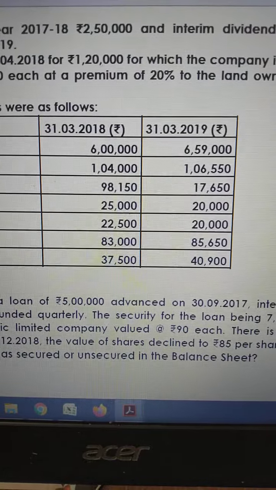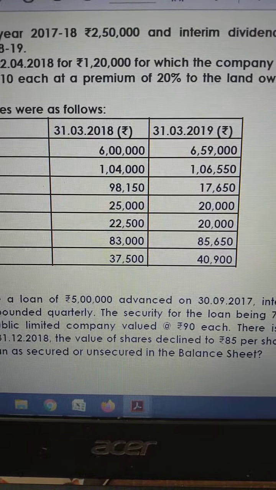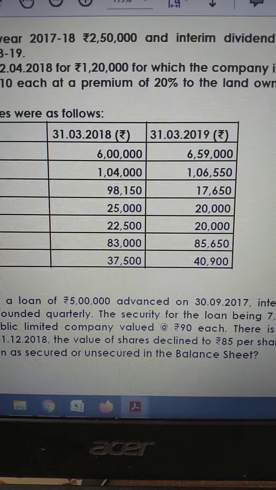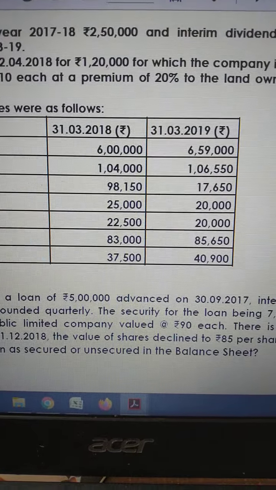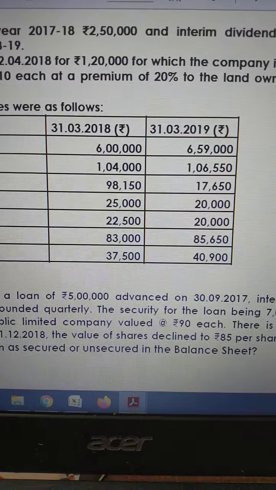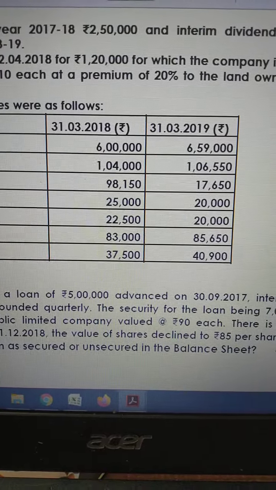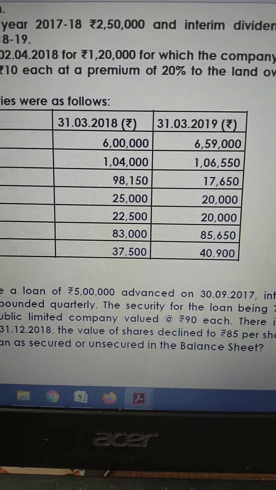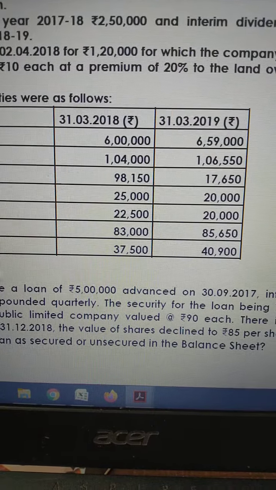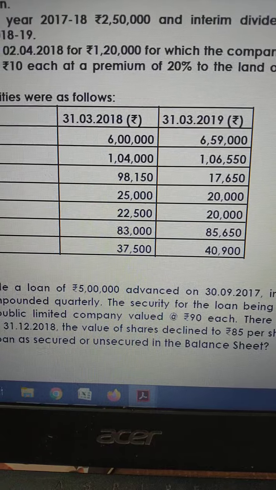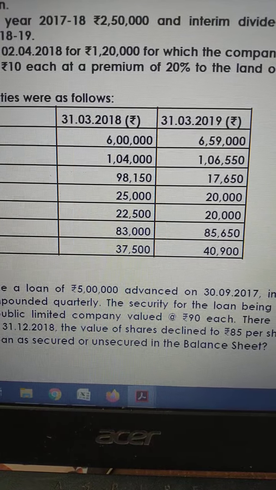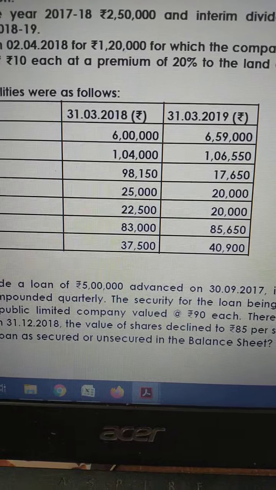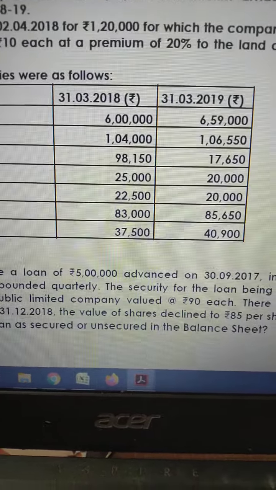Increase or decrease? Increase in current asset. Stock is in current asset, correct? Whether it is an increase or decrease in current asset. Increase. How much increase? 6,59,000 present year, previous year 6 lakh. So 59,000 is increased. Increase in current asset. What we have to do? Reduce from your operating activity. Minus. Increase in current asset, reduce it.